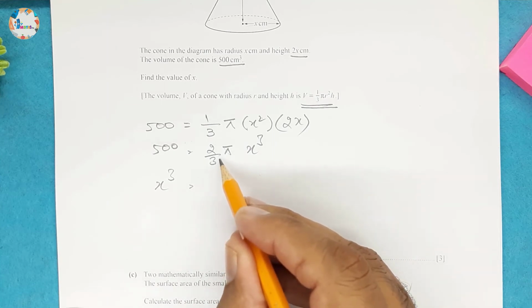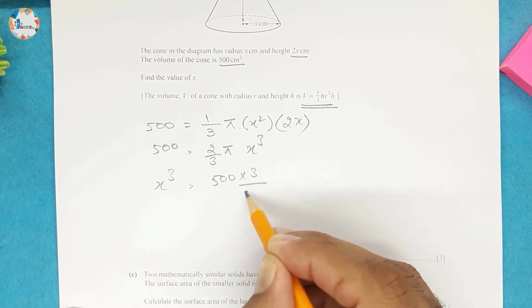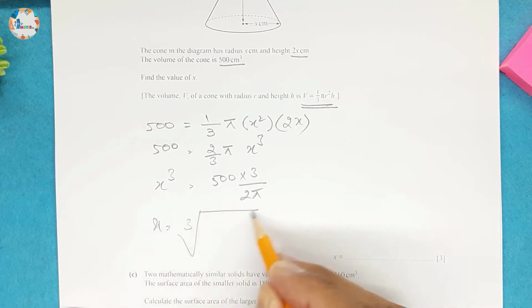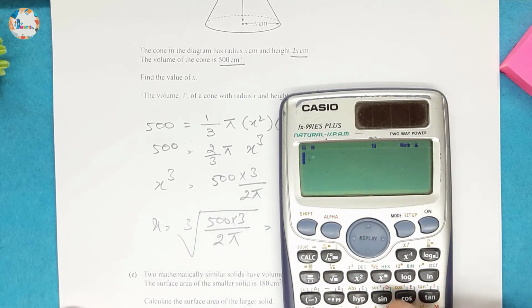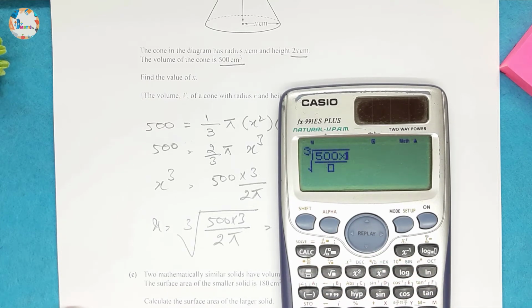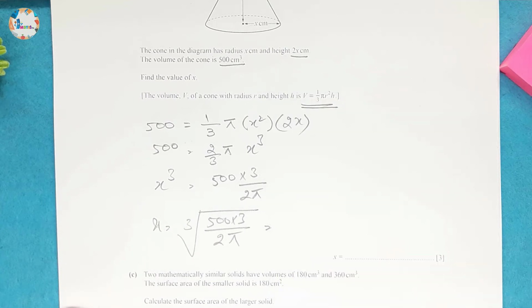Now we can make x the subject, so x cubed will be equal to, shifting this to this side, 500 into 3 over 2 pi, and now x will be equal to the cube root of 500 into 3 divided by 2 pi. We can calculate the cube root of this fraction, 500 multiplied by 3 over 2 into pi, which will be equal to 6.20. So 6.20 will be our answer.